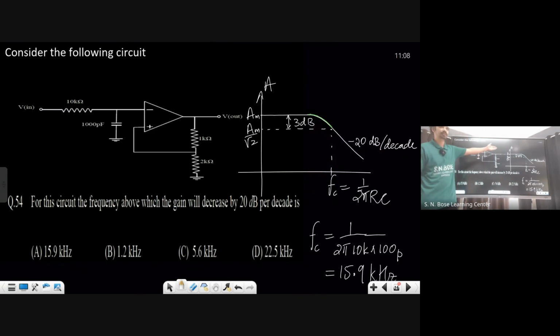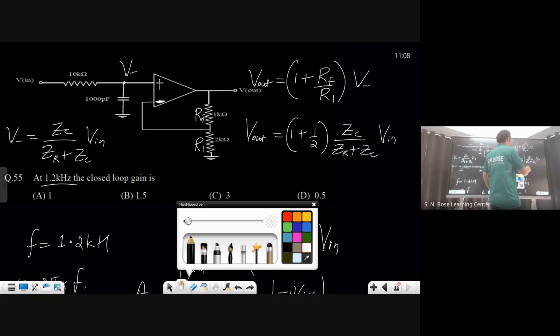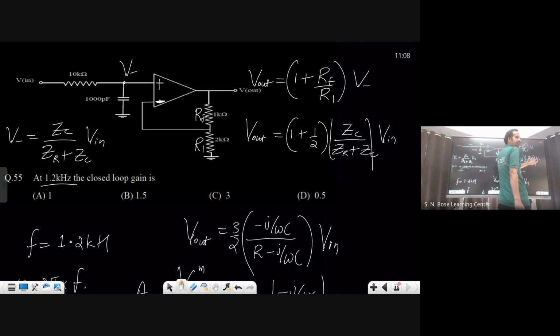The cutoff is 15.9 kilohertz, and he's asking what is the gain at 1.2 kilohertz. At 1.2 kilohertz, the filter gain is unity. In the pass band, this was 1. You just check this out. Gain is decided by this one, 3 by 2, 1.5. You got my point?